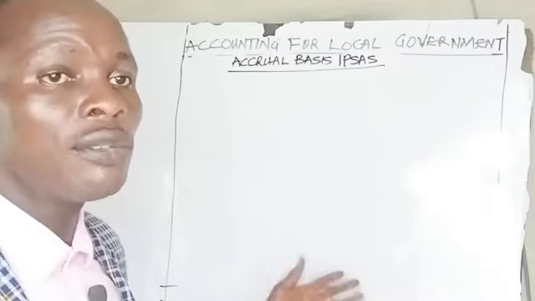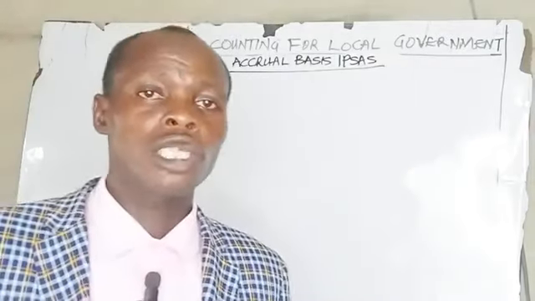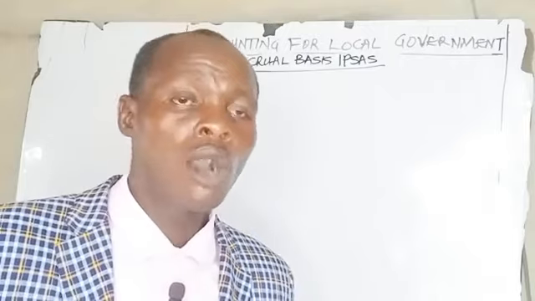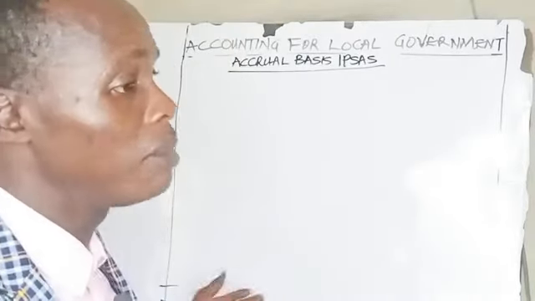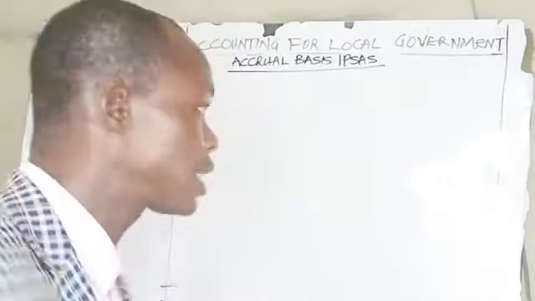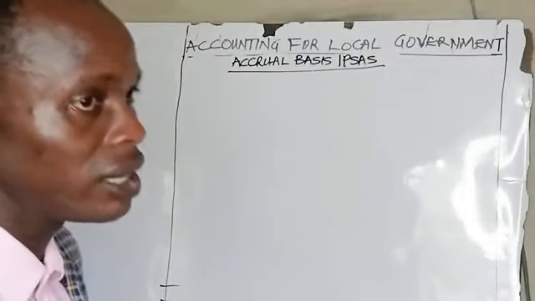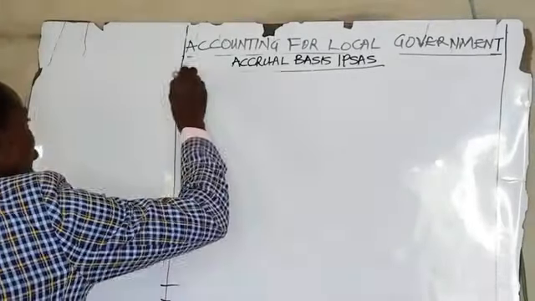In the first video, I examined the sources of revenue of the local government. I examined the expenditure that is usually incurred by the local government. So, we want to look at the accounts required.